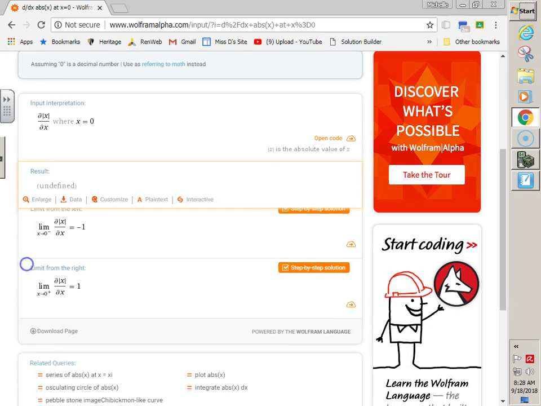What happens as you come from below? What's the slope of the derivative? dy dx. It shows deltas, but -1. What happens as I come from above for the derivative? +1.